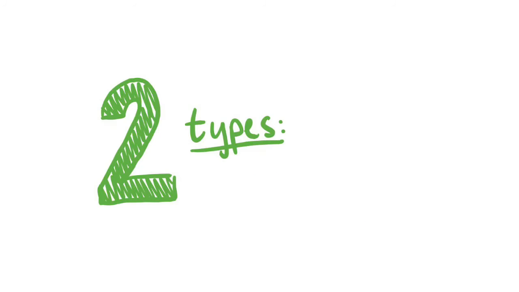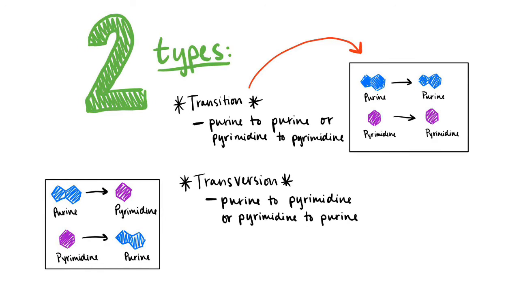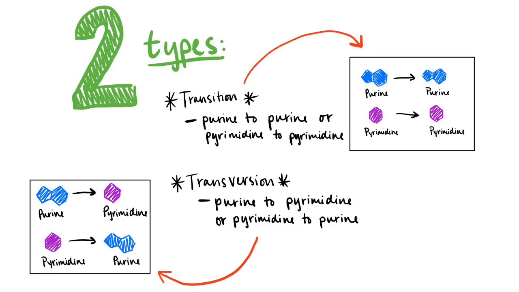There are two specific types of point mutations. The first of these two types is called a transition. This occurs when a purine changes to another purine or a pyrimidine changes to another pyrimidine. The second of these two types is called a transversion. This occurs when a purine changes to a pyrimidine or a pyrimidine changes to a purine.